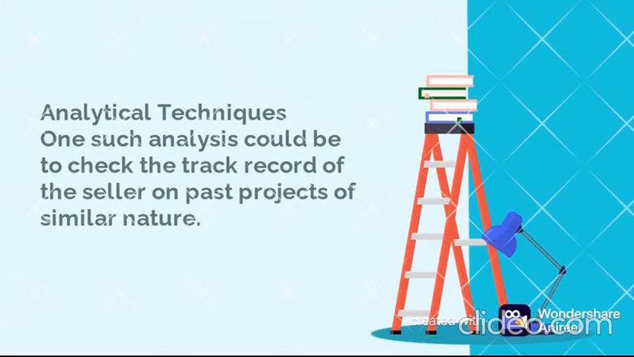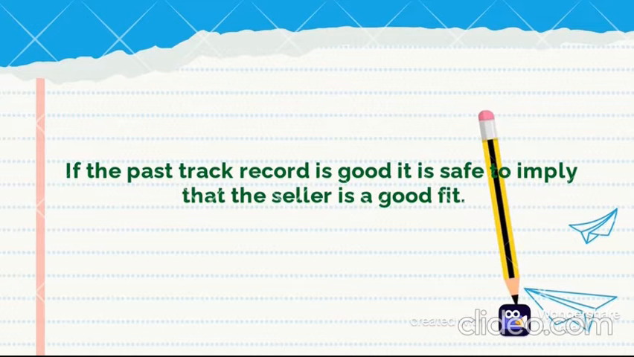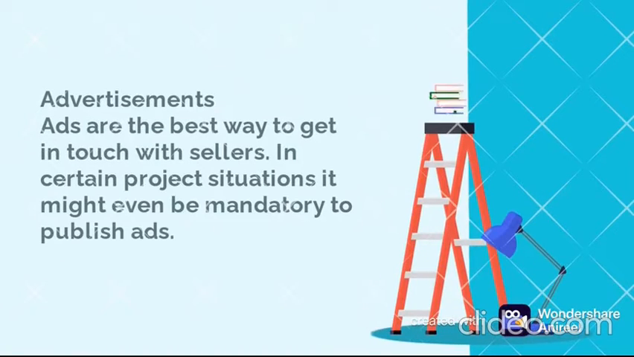Analytical techniques. One such analysis could be to check the track record of the seller on past projects of similar nature. If the past track record is good, it is safe to imply that the seller is a good fit. Advertisements. Ads are the best way to get in touch with sellers. In certain project situations, it might even be mandatory to publish ads.